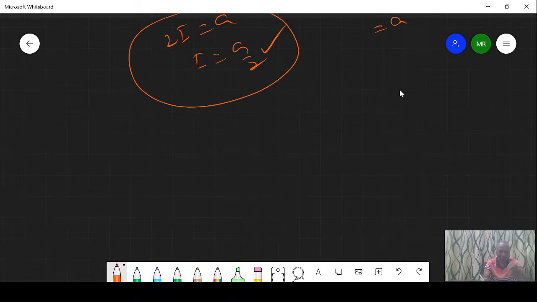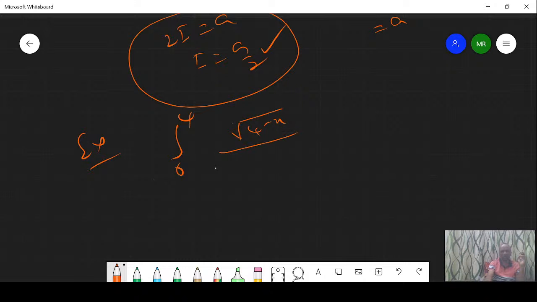For example, think they are given an example problem, integral 0 to 4. Anything they are given here. Suppose the related function is given, 0 to pi by 4, root of 4 minus x they are given.